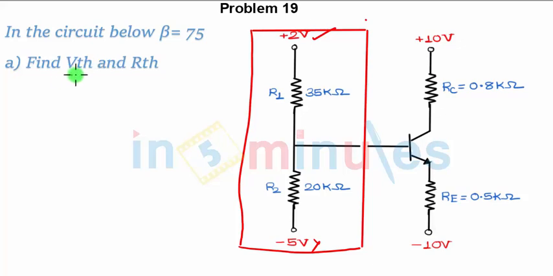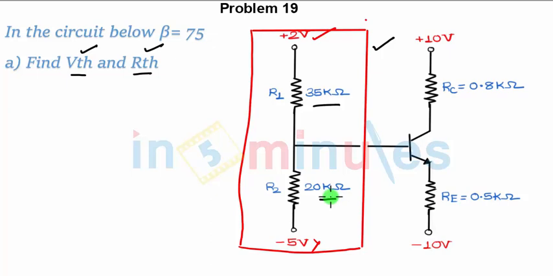The next question tells us to find VTH and RTH. That means we need to replace the circuit shown in the red box with a single voltage source in series with a single resistance. Here you can see there are two sources, plus 2 volts and minus 5 volts, and two resistances, 35k and 20k.